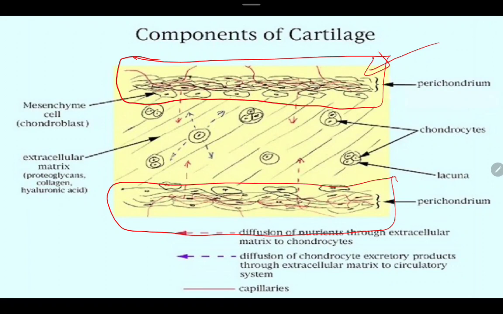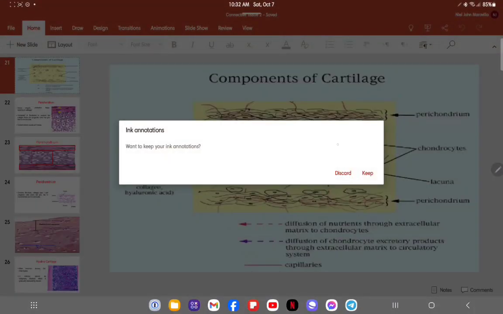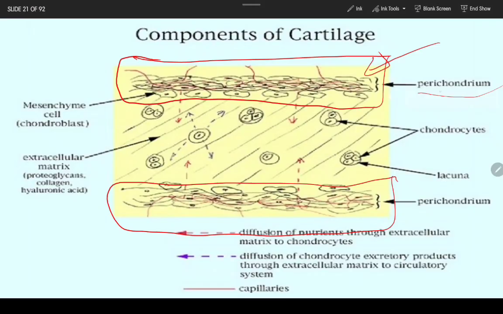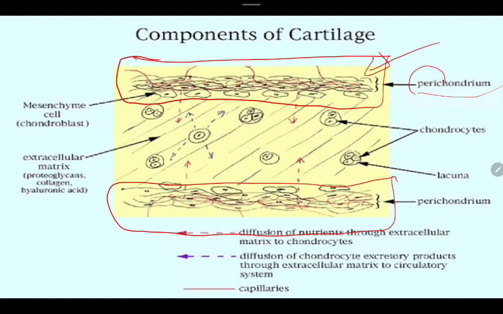Ang tawag dito is the perichondrium. The perichondrium are found sa taas and sa baba ng ating cartilage. Ano pa? Meron din mga chondrocytes. Nandiyan sa chondrocytes, saan sila nakalagay? Sa lacuna. Itong mga lines dito guys are supposed to be fibers, kapag collagen type 1. And then, collagen type 2 kapag hindi sila makita.